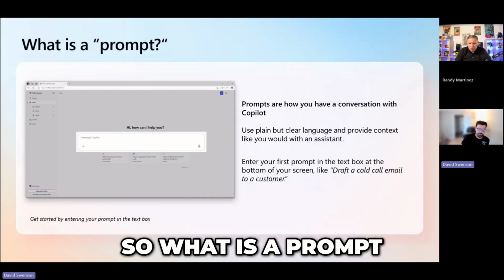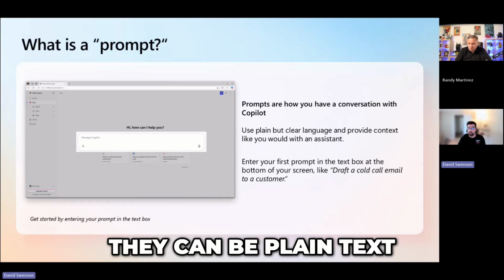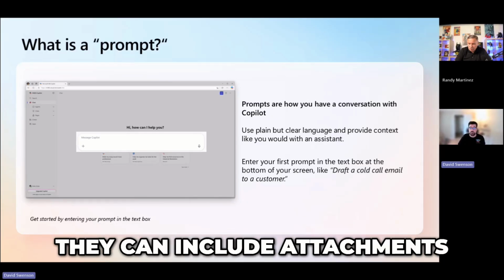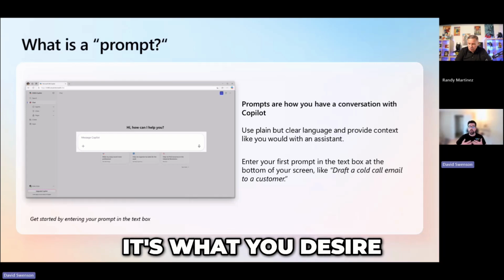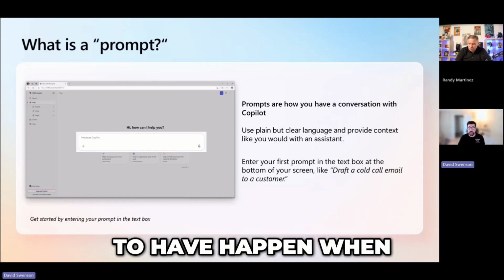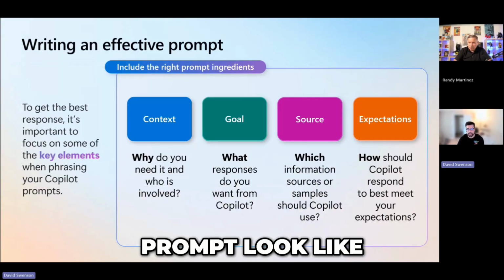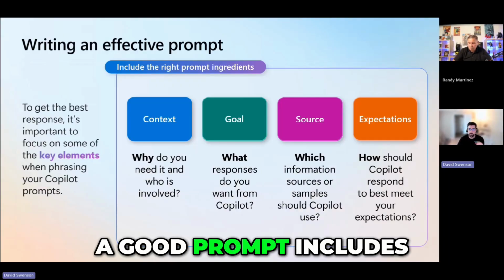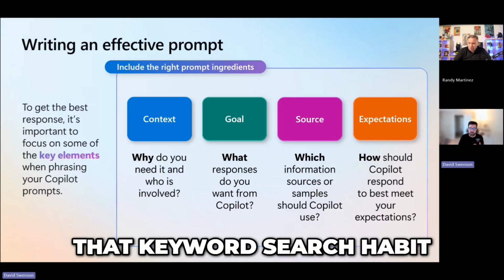So what is a prompt? Prompts are how you have conversations with Copilot. They can be plain text, they can include attachments, they can be instructions, they can really be whatever you want. It's what you desire to have happen when using Copilot. And what does a good prompt look like? A good prompt includes 4 key ingredients, and this is where I try and break that keyword search habit.